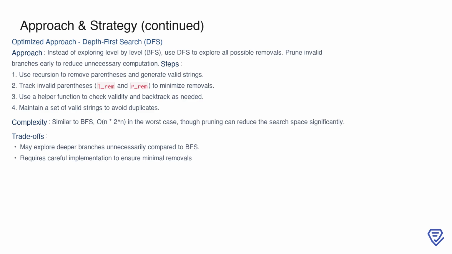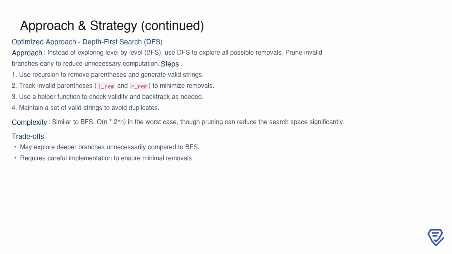Another optimized approach to consider is depth-first search. Unlike BFS, which explores level by level, DFS dives deep into one branch of potential solutions before backtracking and exploring other branches. This is implemented using recursion to remove parentheses and generate valid strings. We can track the number of invalid parentheses to minimize removals, and we prune paths early if we know they can't lead to a valid solution.